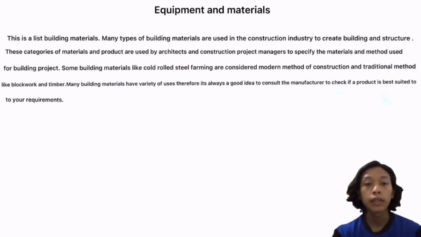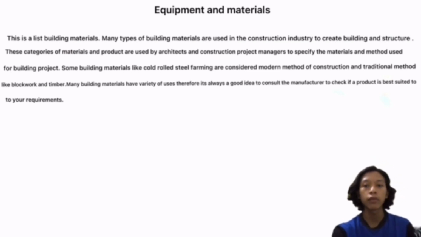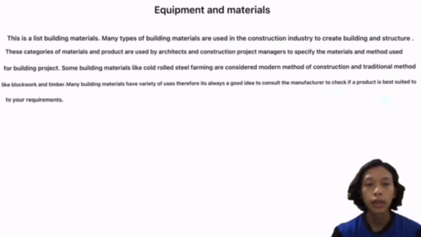Next, we go to the equipment and materials. This is a list of building materials. Many types of building material are used in the construction industry to create buildings and structures. These categories of materials and products are used by architects and construction project managers to specify the materials and methods used for building projects. Some building materials like cold rolled steel framing are considered modern methods of construction, and traditional methods like blockwork and timber.